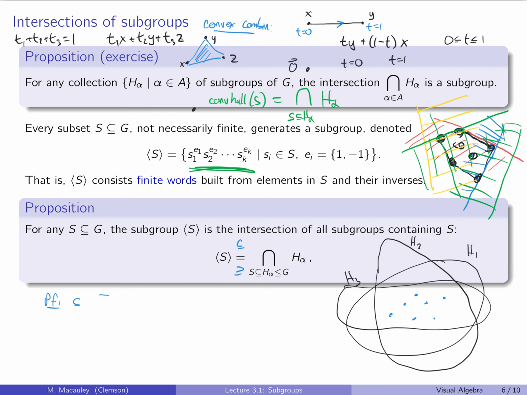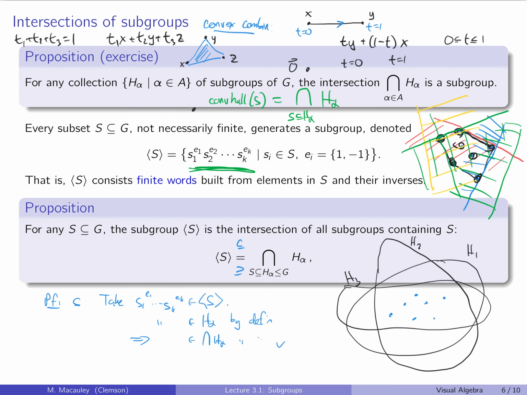So let me just say, take s1^e1 up to sk^ek in the subgroup on the left-hand side. Then this is in H alpha, by definition of a subgroup. And so it's in the intersection of each of the H alphas, also by definition. So that's how it goes.